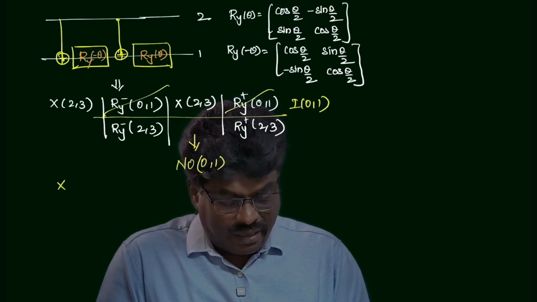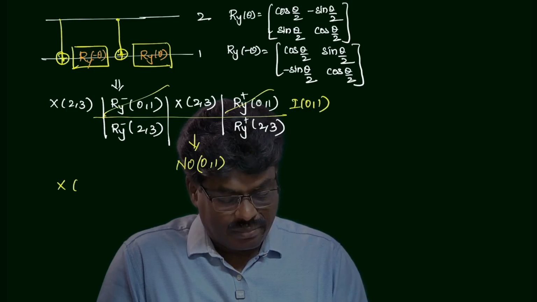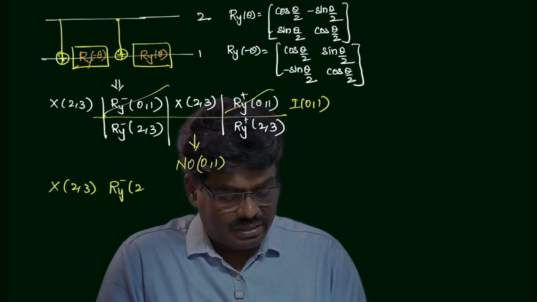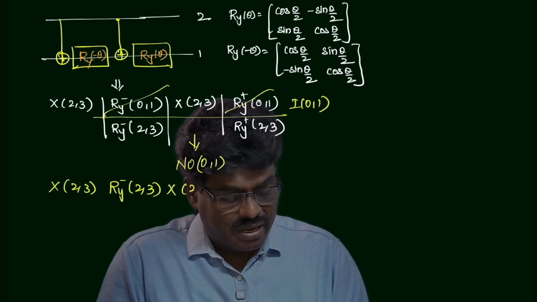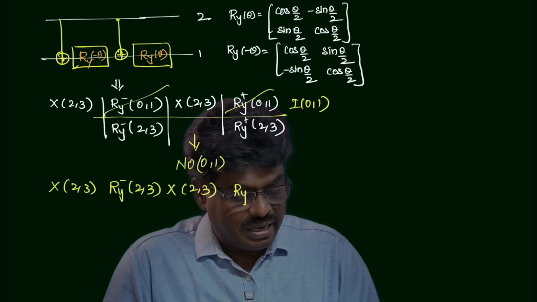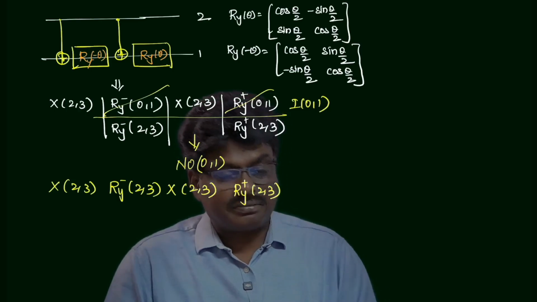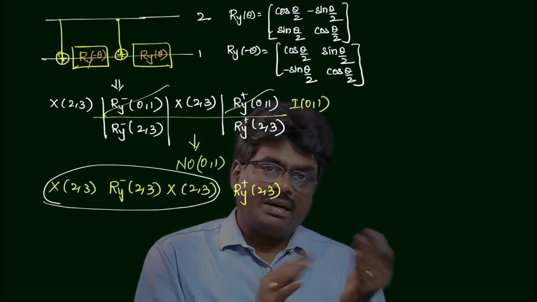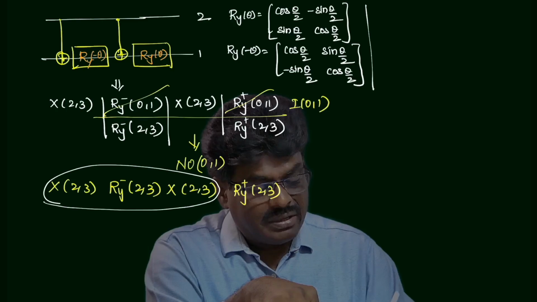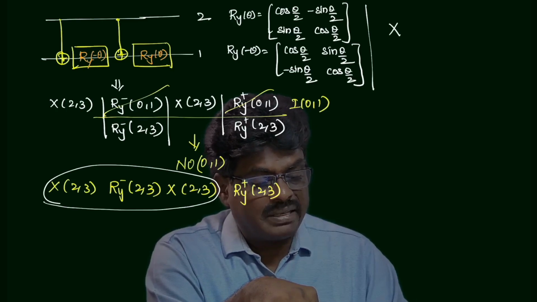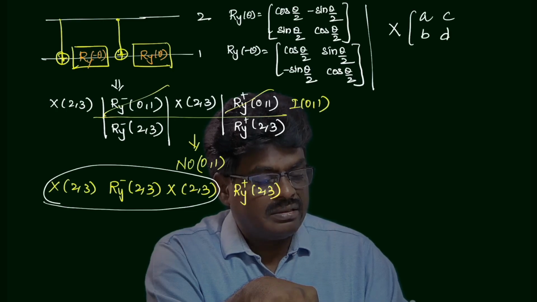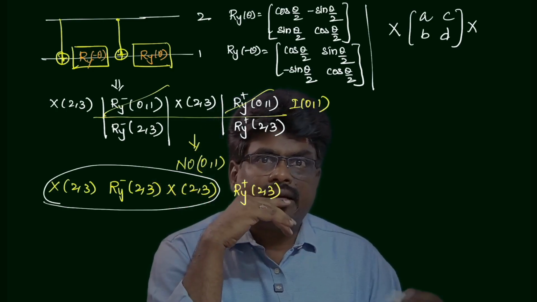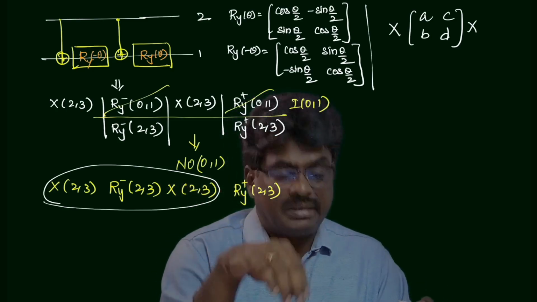Here finally we have X 2 comma 3, Ry minus 2 comma 3, and X 2 comma 3. Carefully observe. And one more is there, Ry plus 2 comma 3. Now this one, we have X, an operator, and X. So here I will tell you a small thing. For example, you have Pauli X matrix here, and this is A, B, C, D, any matrix, and again X here. I think in an earlier lecture series, I have explained these techniques also.